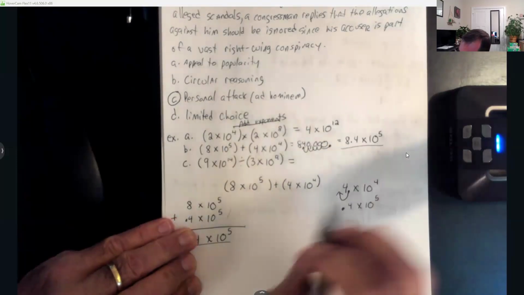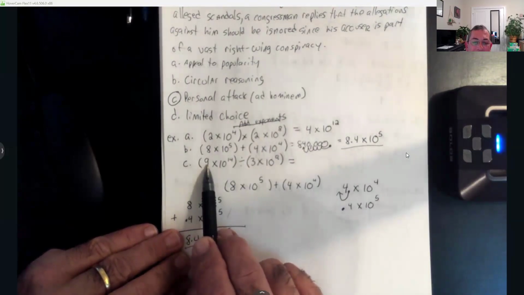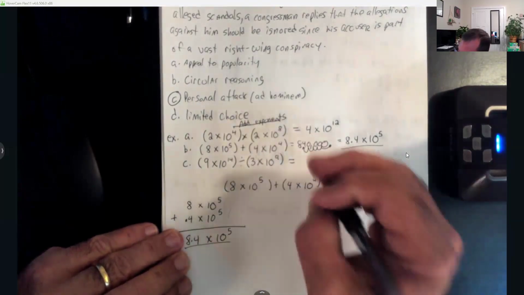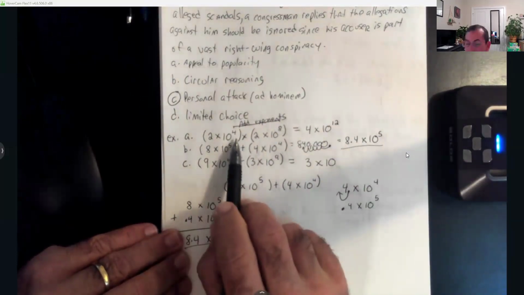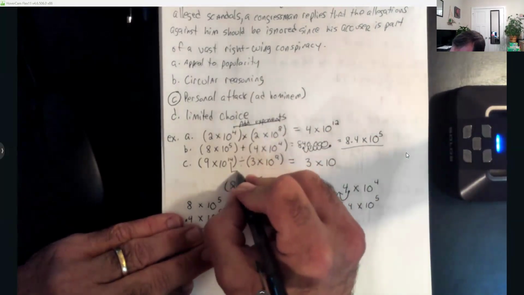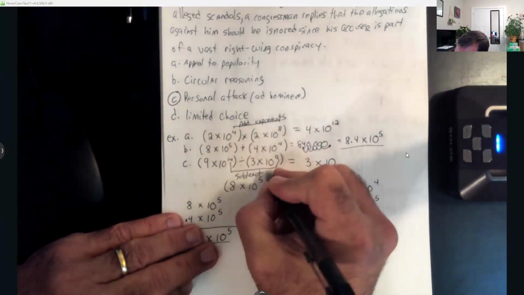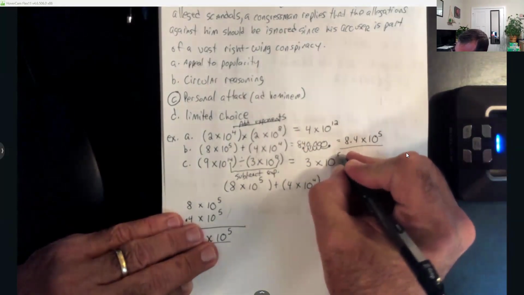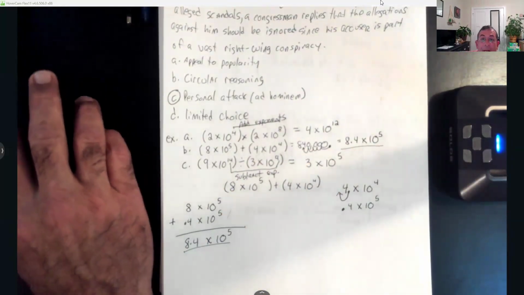Now, y'all, this last one is dividing. It's not too bad. You would take the 9 divided by 3. So 9 divided by 3 would give me 3 times 10. So when you multiply, you add exponents; when you divide, you subtract exponents. And y'all, 14 minus 9 would give me a 5. Okay, so I'll show you that on the calculator also.